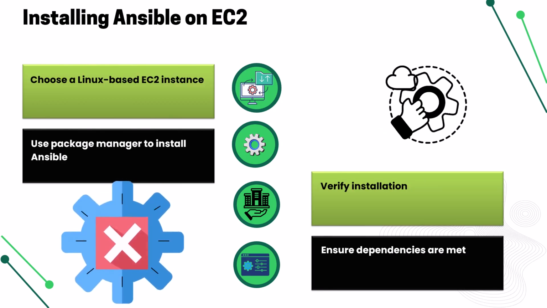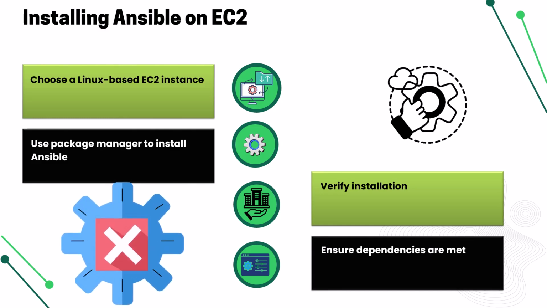Installing Ansible on EC2 is a breeze. Pick a Linux-based EC2 instance, install Ansible using a package manager, and verify the setup. Of course, check dependencies, because nothing ruins automation fun like missing packages.